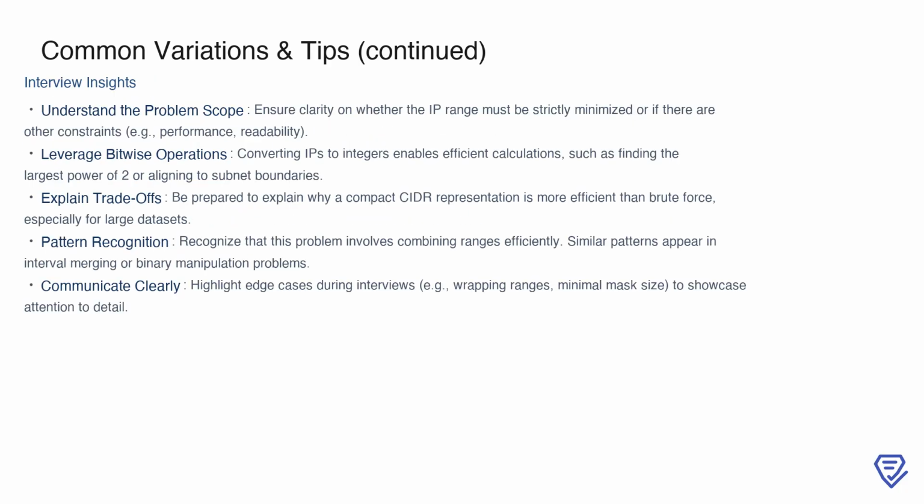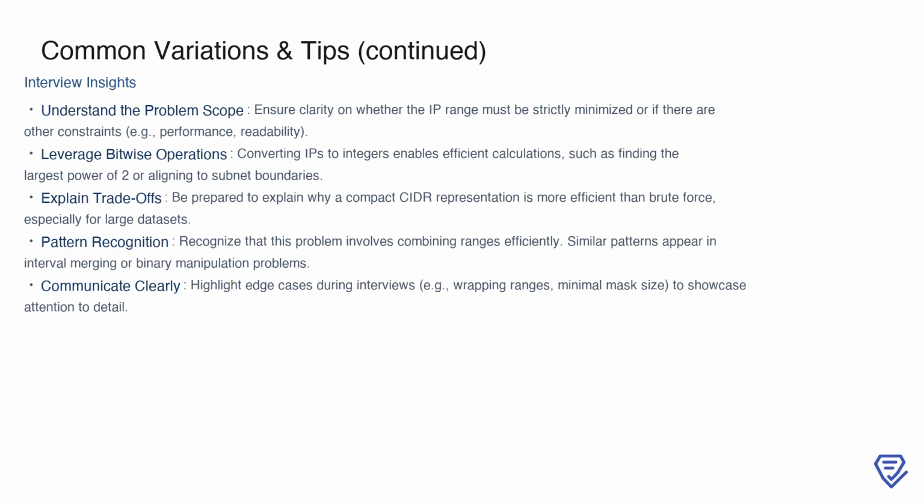To perform well in interviews, it's important to fully understand the problem scope. Clarify whether the goal is strictly to minimize the number of CIDR blocks or if there are other considerations, such as performance or code readability. Leveraging bitwise operations is crucial, as converting IP addresses to integers allows for efficient calculations, such as determining the largest power of 2 or aligning IPs to subnet boundaries.